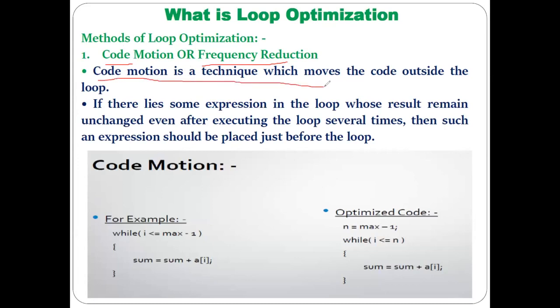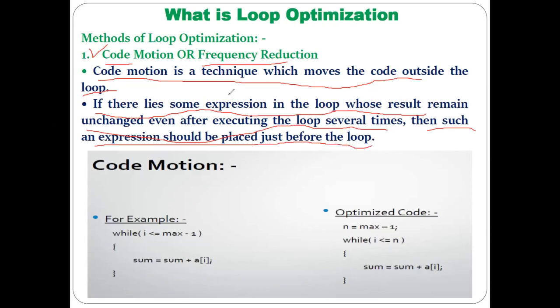Code motion is a technique in which we move the code outside the loop. It means you are making a movement of the code from inside the loop to outside. So that is the reason this is named code motion. Now, if there is some expression in the loop whose result remains unchanged even after executing the loop several times, then such an expression should be placed just before the loop.